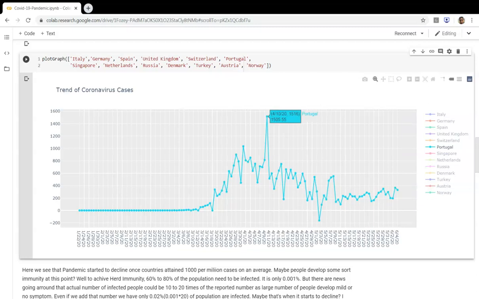In Portugal, it is about 1500, and it can be seen that we might have bad data on this day: on the 9th we have 815, and on the 12th it is 1500. Or it could be correct data. Even if it is correct, the per million cases at peak is 1500.